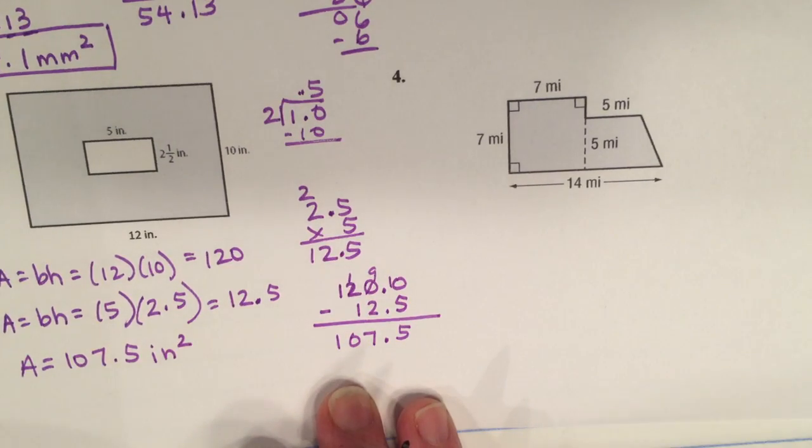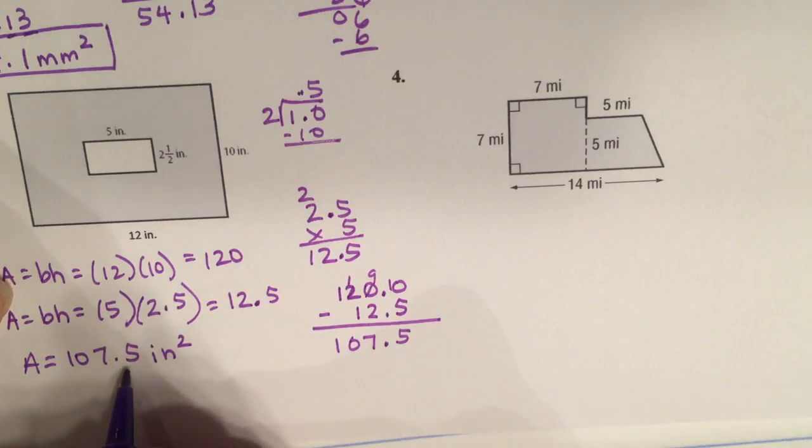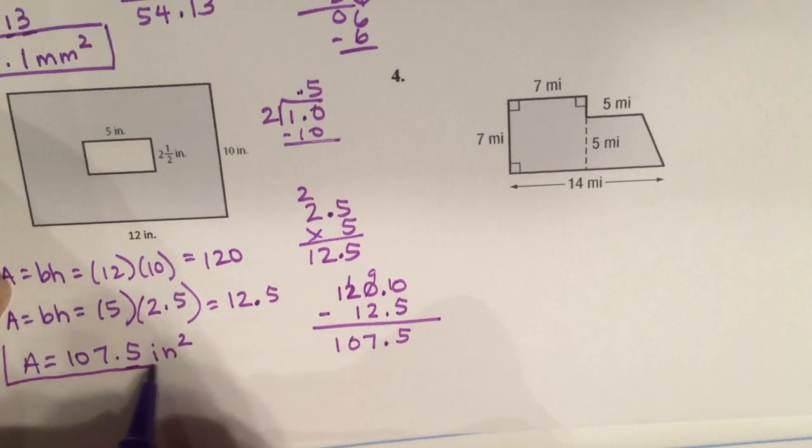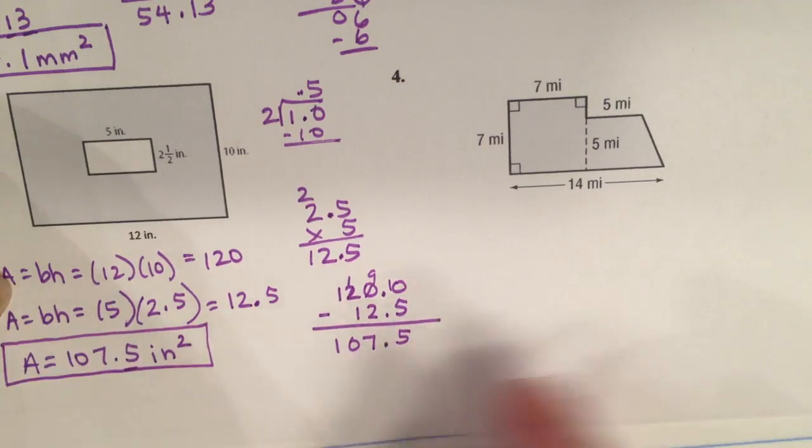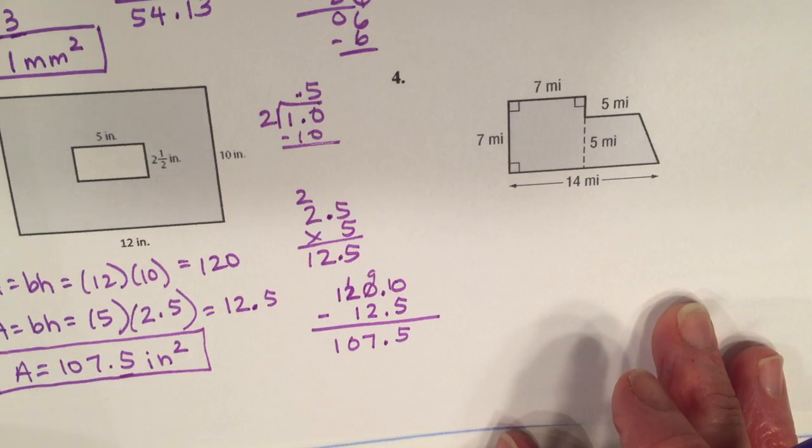Right? This one, because it has a decimal, I want to make sure it's rounded to the nearest tenth. This is the tenths place, so that would be round it to the nearest tenth. I don't need to round it. It already is. All right.